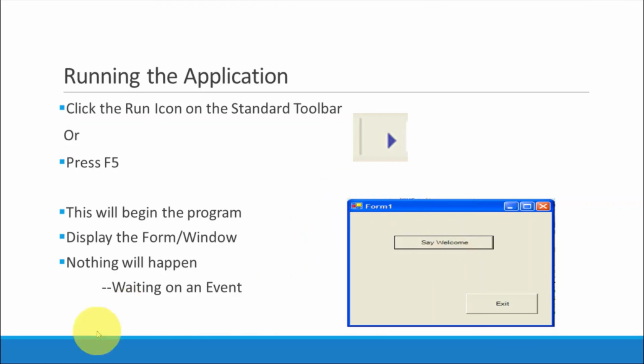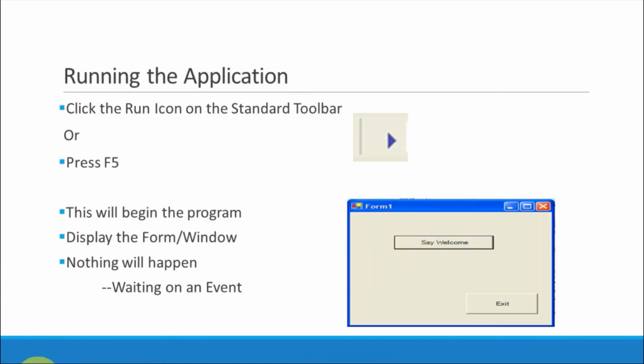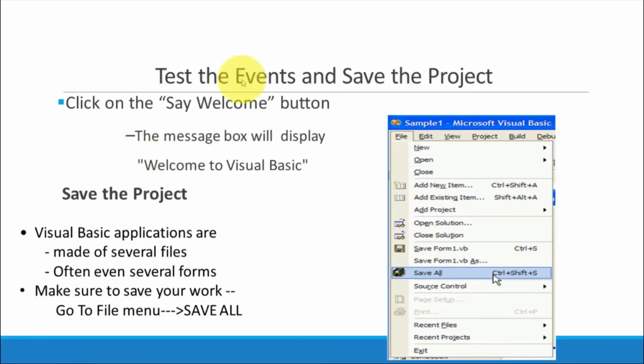Now this is how we run the project, test the events and save the project. Click on the Say Welcome button. The message box will be displayed: welcome to the Visual Basic. Whenever you press the button, it will display the things written in the code window, and we have already discussed, we have written welcome to the Visual Basic.